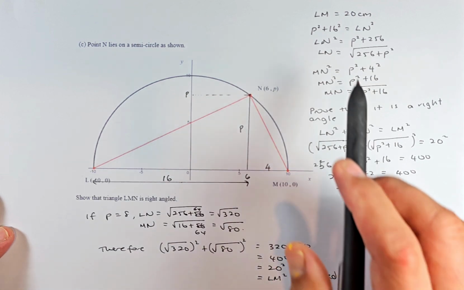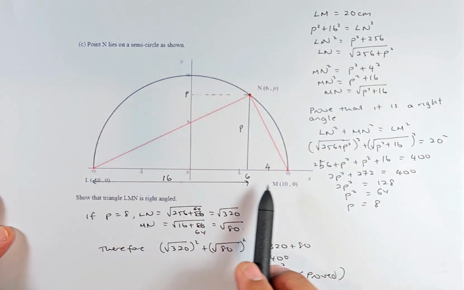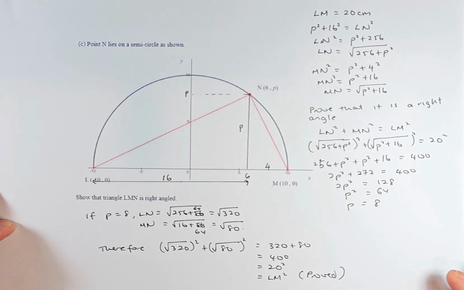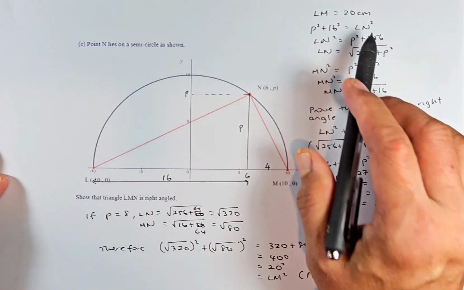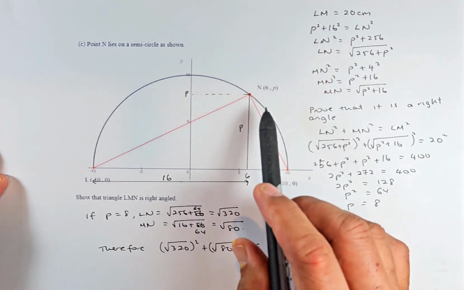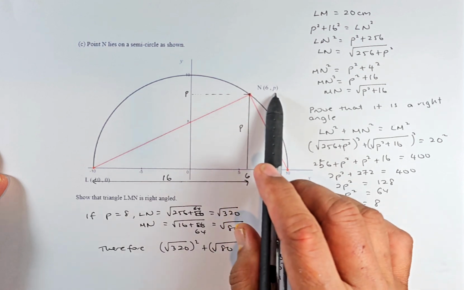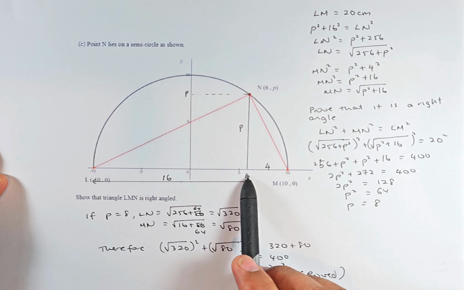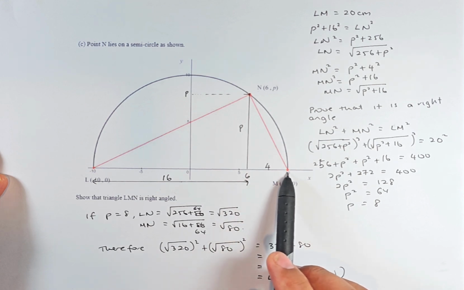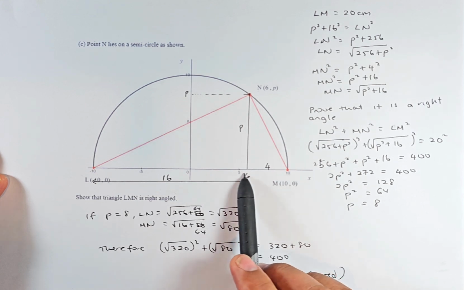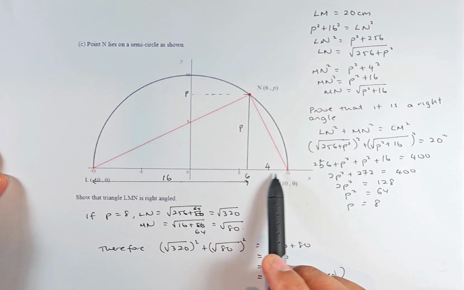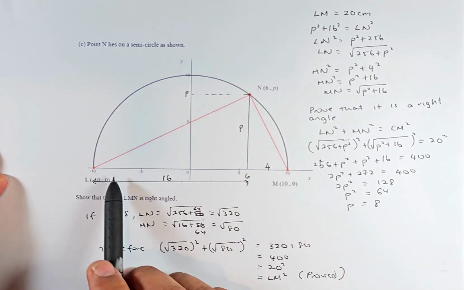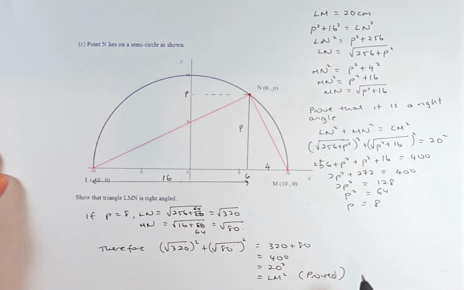So we need to find LM. LM is the distance from -10 to 10, which is 20 centimeters, so that's understood. LN is here. You notice the height is P, because the Y is P, and the length here is 6, and here is 10. So 10 minus 6, the length here is going to be 4. Because the total length is 20, this will be 16. Very simple.